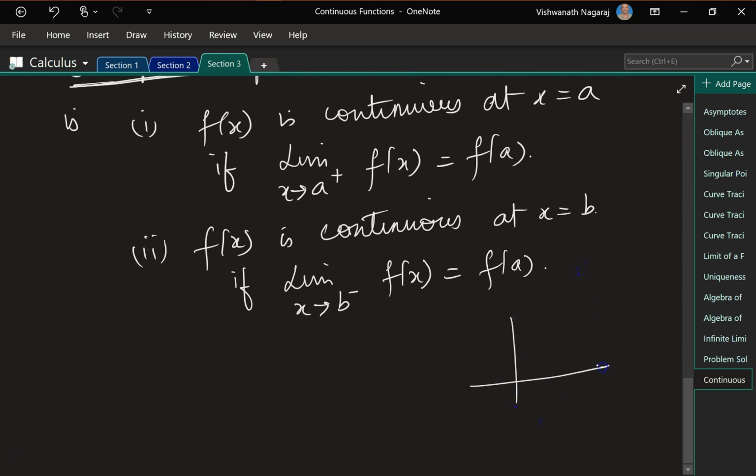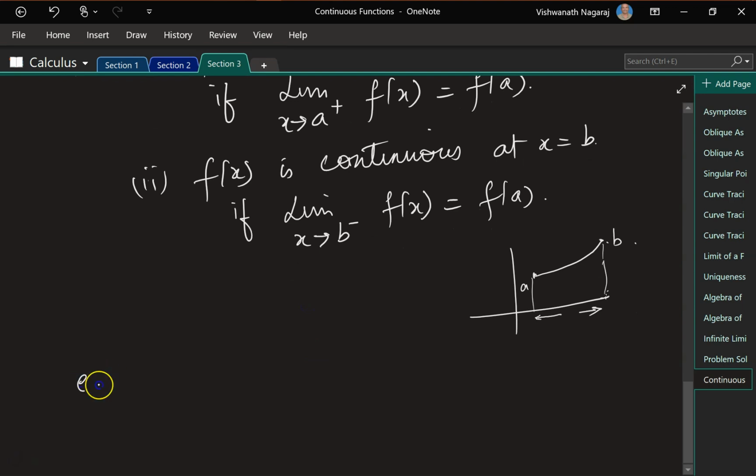So let's look at a graph. Now here, what happens? If we want to know the continuity at, let's say, A and B, in case of A, we have to come from this side only, because on the other side it is not defined. Similarly, at this point, we have to come from this side only. So that is what these two points convey.